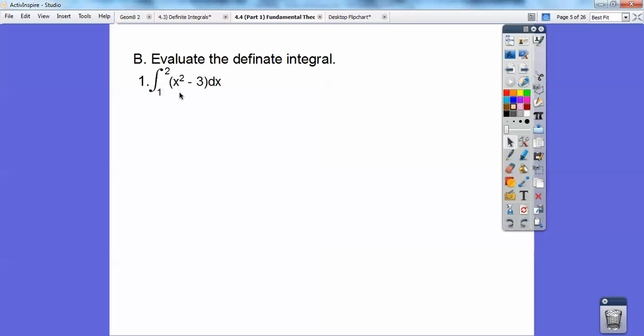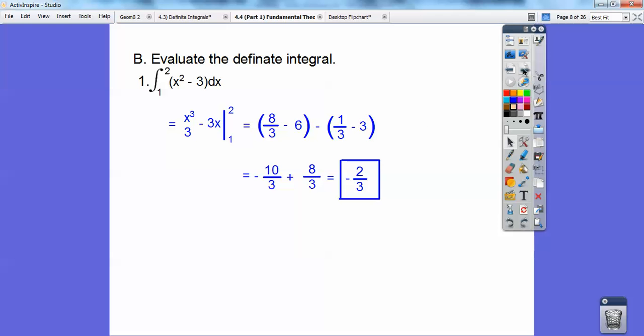All right, so what I'm going to do is integrate this, so add an exponent and divide by it. So this is going to be x to the third divided by 3, and this is going to be minus 3x. Now I'm going to plug in x equals 2 here and here. Whoops, there should be a fraction bar right there. And then subtract x equals 1 here and here. So I plug in 2, and I get 8 thirds minus 6. When I plug in 1, I get 1 third minus 3. Then we subtract those two quantities, and I end up getting negative 2 thirds. Piece of cake, huh?